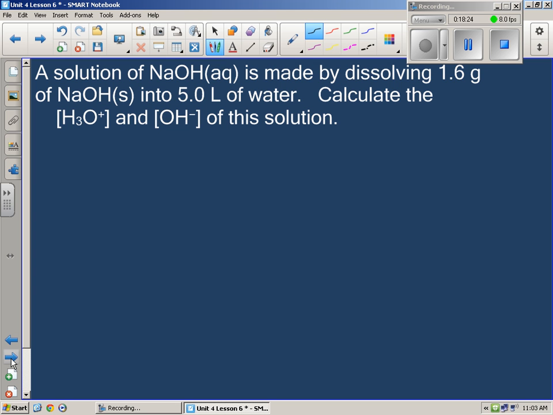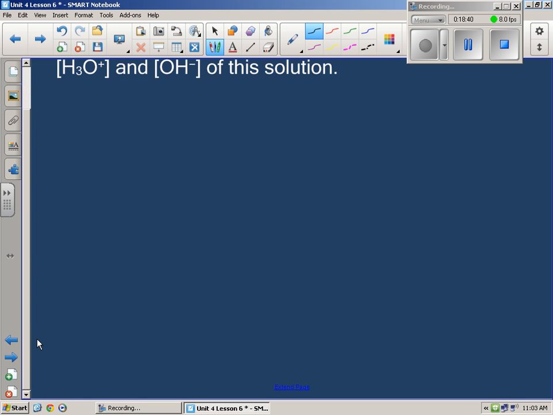Once again, we're talking about a base here, sodium hydroxide. Remember, all bases form hydroxide ions. So I'm going to assume out of these two, the hydroxide ion concentration should be quite high in this one, and the hydronium ion concentration quite low, of course. So what's the first thing you need to do?